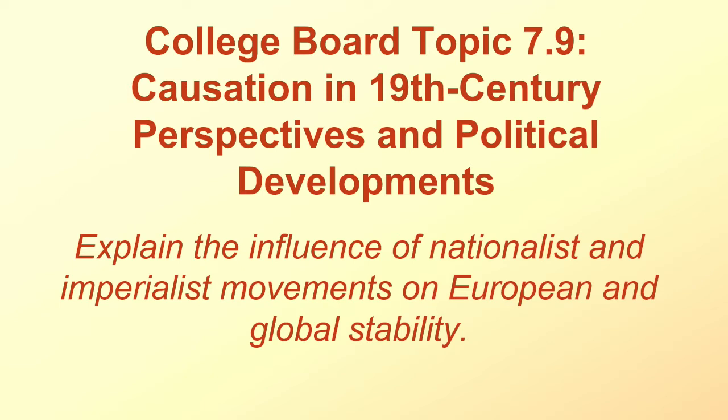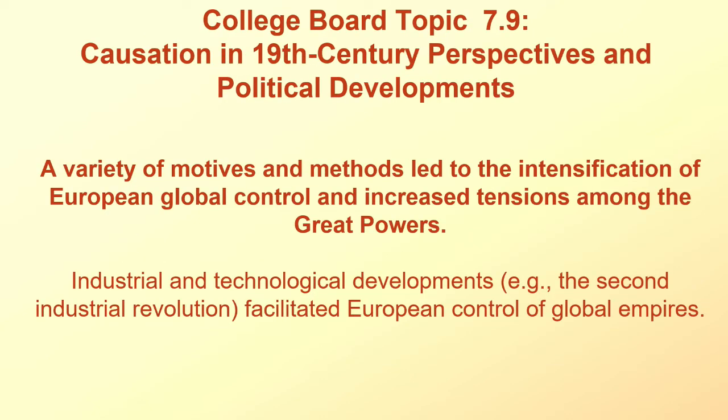And we've got College Board Topic 7.9, Causation in the 19th Century, Perspectives and Political Developments. Explain the influence of nationalist and imperialist movements on European and global stability. A variety of motives and methods led to the intensification of European global control and increased tensions among the great powers. And industrial and technological developments, in other words, the Second Industrial Revolution, facilitated European control of global empires.